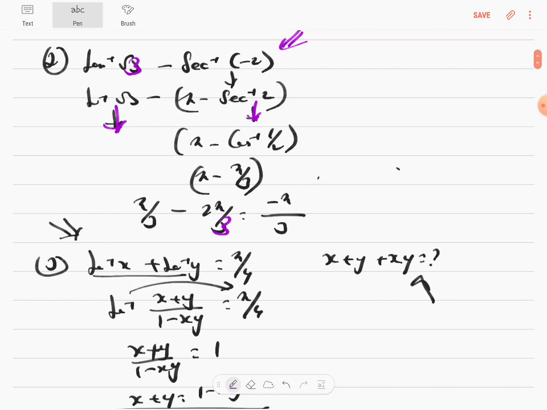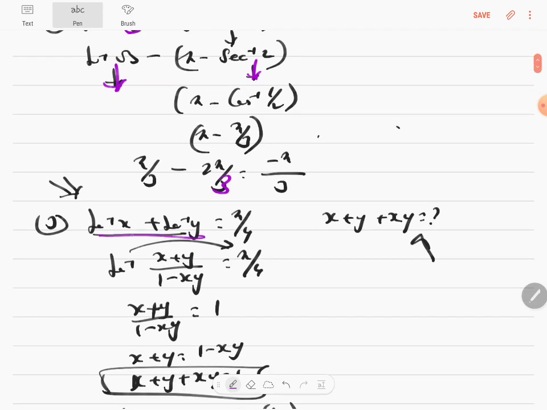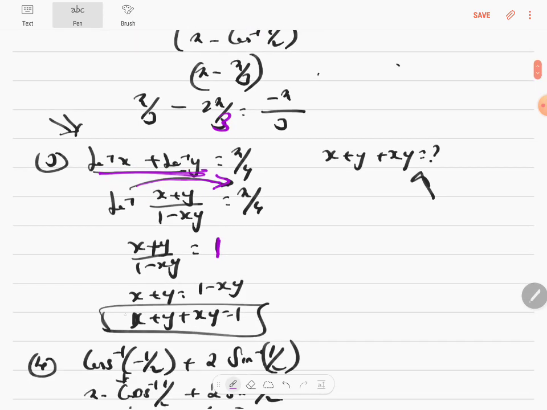Next is the sum: tan inverse of x plus tan inverse of y is equal to pi by 4. Find the value of x plus y plus xy. Tan inverse of x plus tan inverse of y is tan inverse of x plus y by 1 minus xy. Take the tan inverse to the other side, it will become tan pi by 4, whose value is 1. So cross multiplying, you get the value of x plus y plus xy is equal to 1.